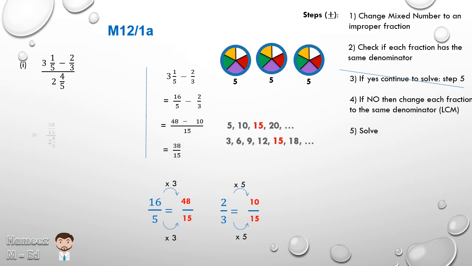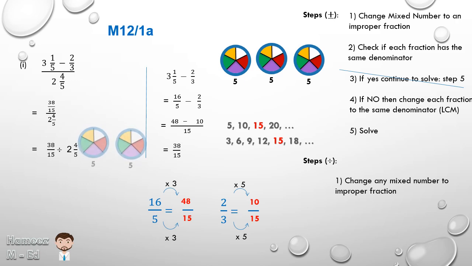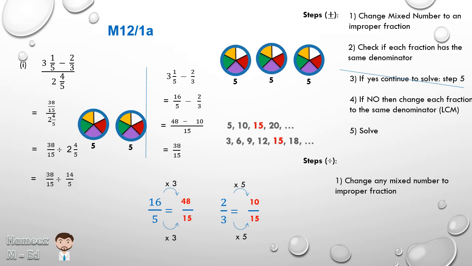Thus, 38 over 15 divided by 2 and 4/5. Now we separate them out so it's easier for us to see. 38 over 15 divided by 2 and 4/5. And when we divide fractions, first step will be to convert the mixed number into an improper fraction. So 2 wholes dealing with fifths would mean 5 in the first whole and 5 in the second whole number. So that's 5 2s are 10 and 4 is 14. So 38 over 15 divided by 14 over 5.